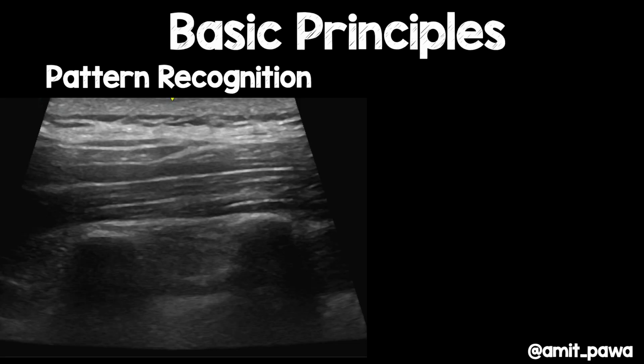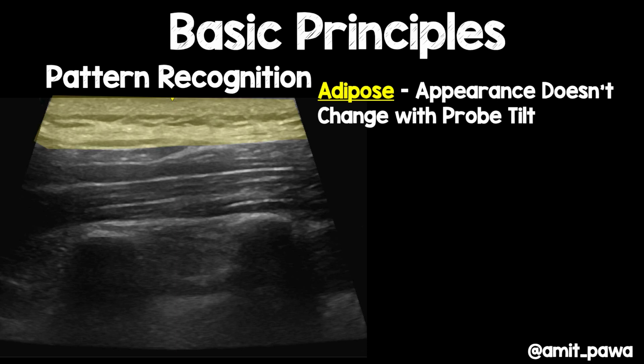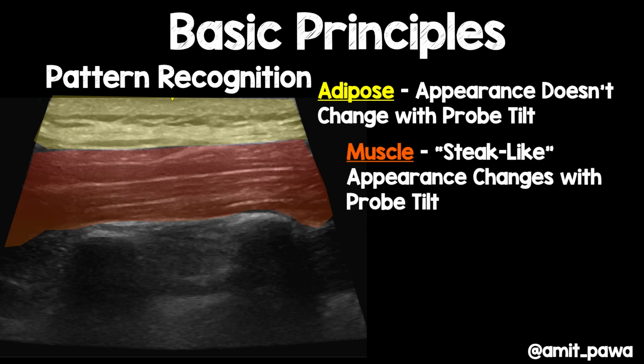So when we're thinking about sonoanatomy, there are some basic principles, and we need to be able to identify different tissue structures. So let's start off first with adipose. Now, adipose is relatively easy to identify. That superficial tissue is below the skin. It's the most superficial layer, and when you tilt the probe, its appearance doesn't really change. Deep to the adipose, you've got the muscle, which tends to look sort of steak-like, and as you change the tilt of the probe, the appearance of the muscle will change, and you'll see those glistening fibers changing depending upon which direction you catch them.